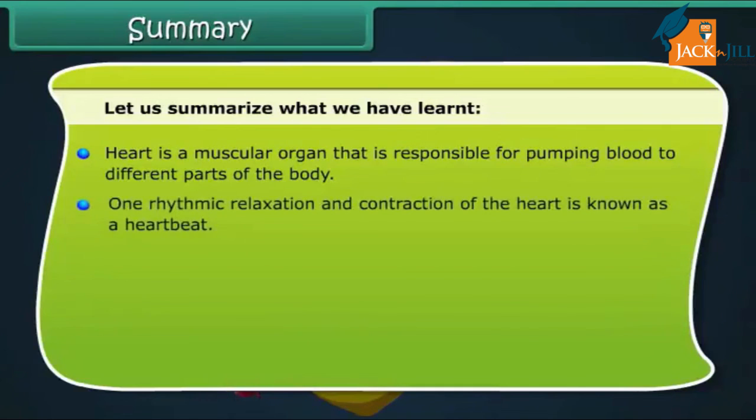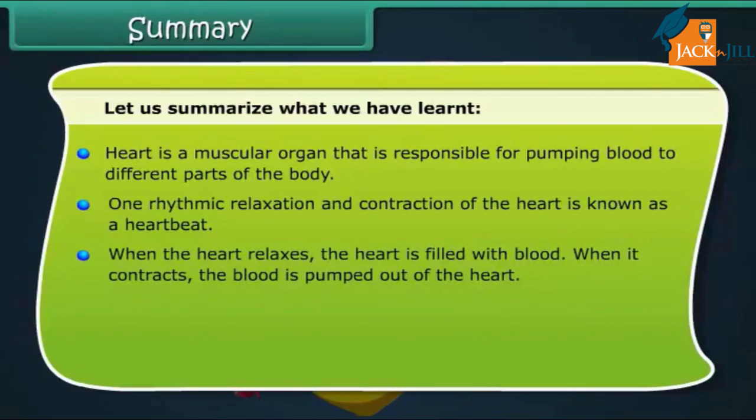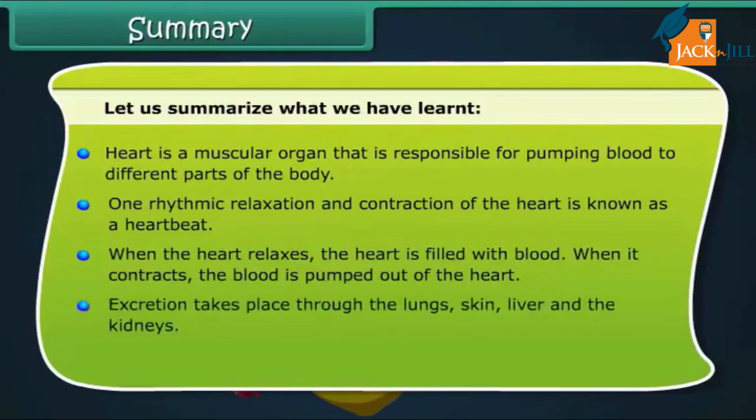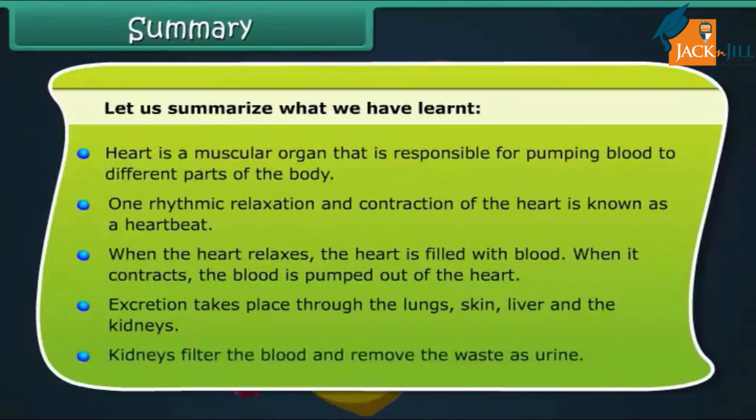One rhythmic relaxation and contraction of the heart is known as a heartbeat. When the heart relaxes, the heart is filled with blood. When it contracts, the blood is pumped out of the heart. Excretion takes place through the lungs, skin, liver, and the kidneys. Kidneys filter the blood and remove the waste as urine.